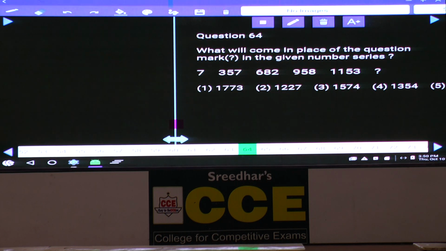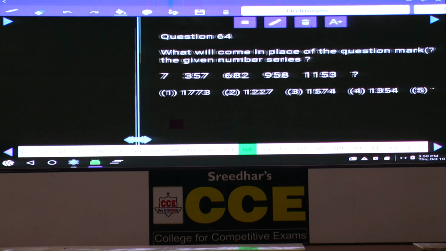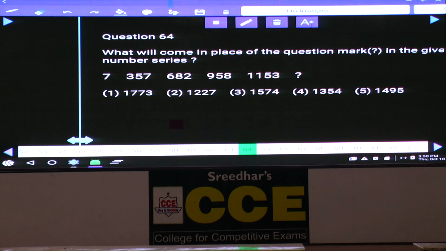Next one, question number 70, 64, 7, 357 and 1153. Yes, tell me, it comes in which category? Though the numbers are more, isn't it? The higher numbers are given, but whereas here 958 and 1153, we cannot multiply that one into 2, into 3 and so on, isn't it? Hence, it does not come under product or combination, it must be under difference only. Then what is the difference between the first two numbers? 350 is the difference. Now, the difference between these two numbers is 350.